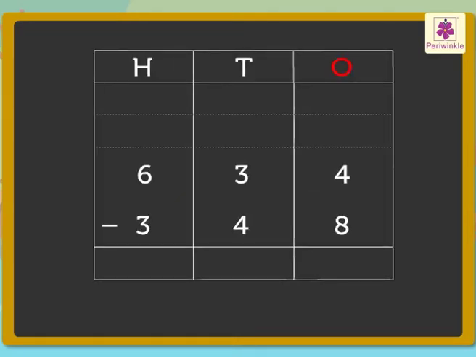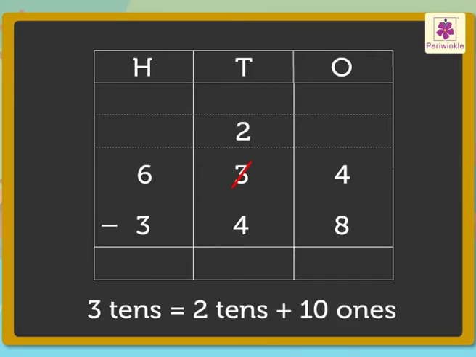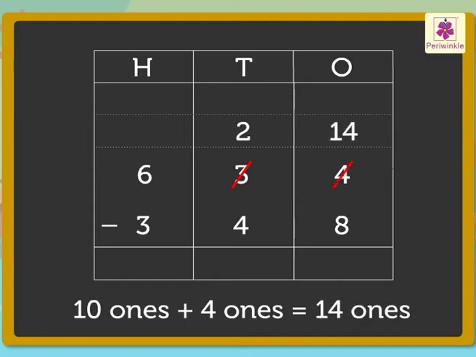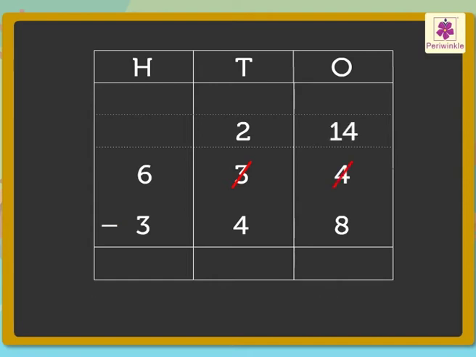Subtract the ones, that is 4 minus 8. As 4 is smaller than 8, we regroup 3 tens as 2 tens plus 10 ones. Now we have 10 plus 4 is equal to 14 ones. Therefore, 14 minus 8 is equal to 6 ones. Next, subtract the tens, that is 2 and 4.